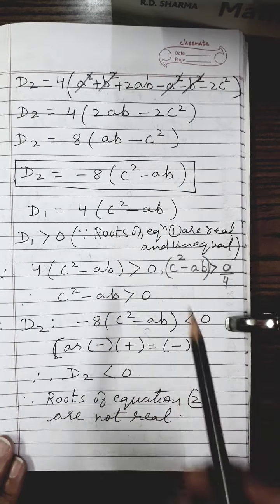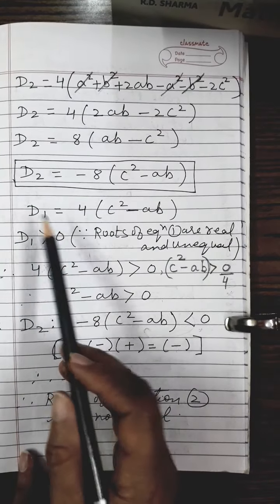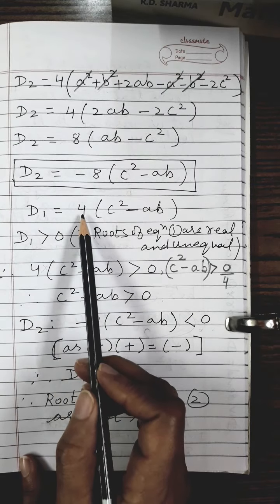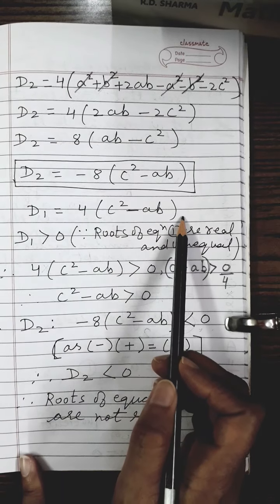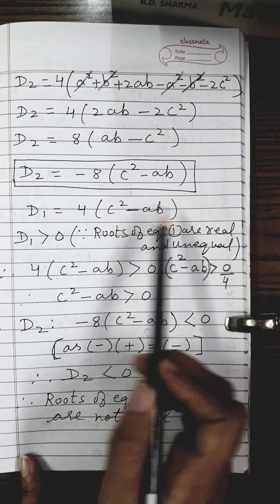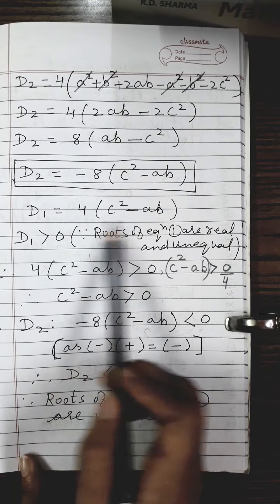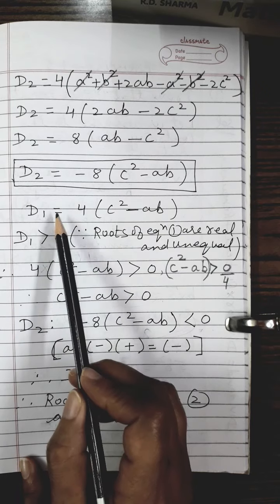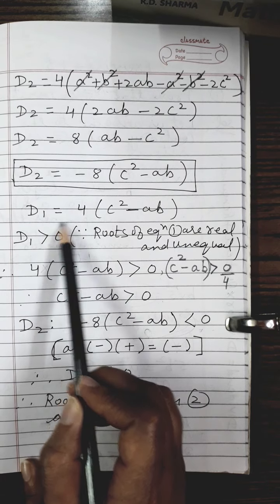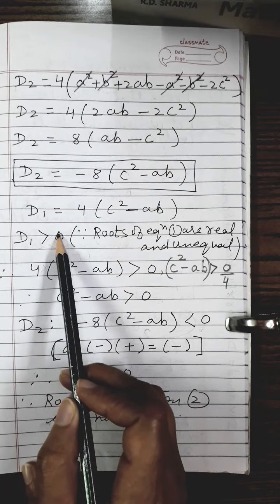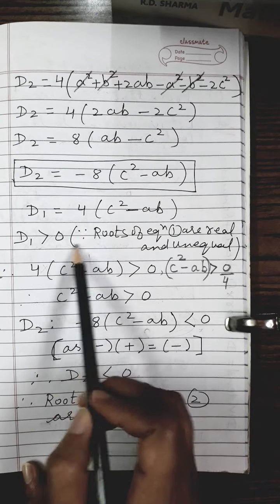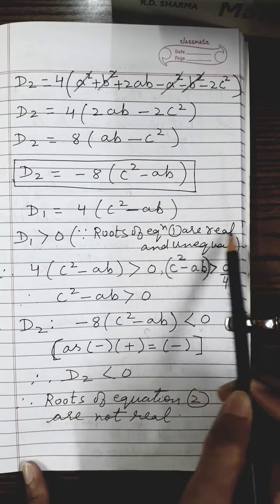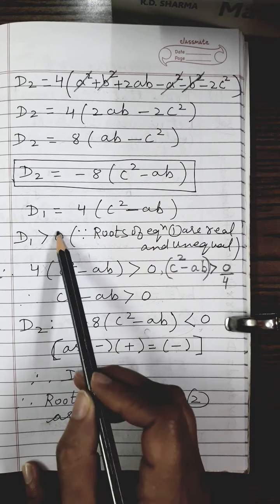square minus ab, right? Now d1, what I have obtained for d1, as I'm writing it again, this was on your previous page. So d1 was like this, 4 bracket c square minus 4ab, right? And in the question it was given that the first equation has real and unequal roots, and you know from nature of roots, whenever an equation has real and unequal roots, its discriminant will be positive, means d1 will be greater than 0. Why? Because in the question it is given that the roots of equation 1 are real and unequal, so therefore its discriminant will be greater than 0.